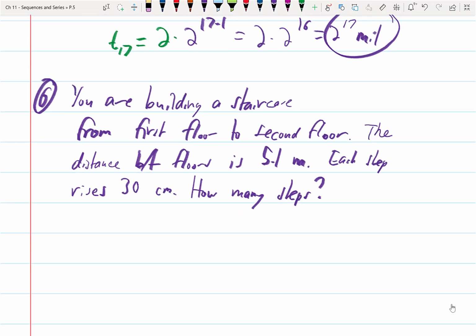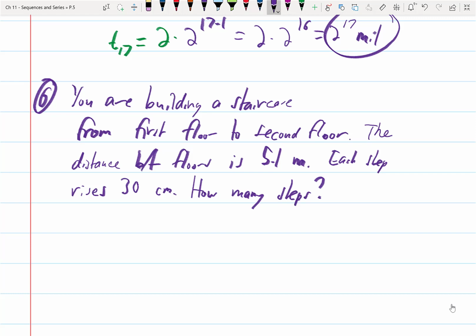Sorry, 30 centimeters will do. You're right. That's better. I mean, it's still really large, but how many steps are we going to do? So, realistic stuff. 5.1 divided by 30.